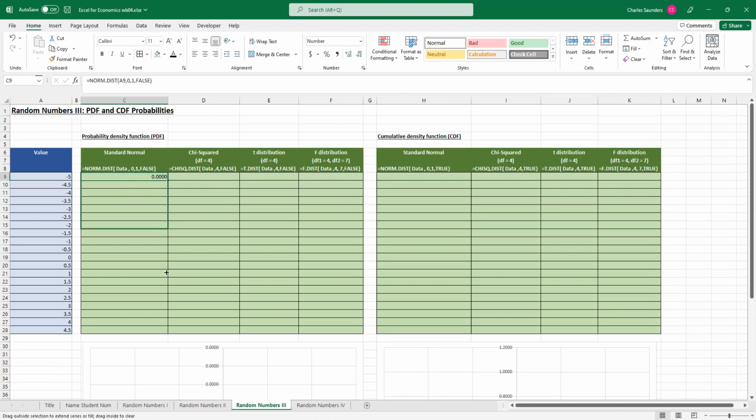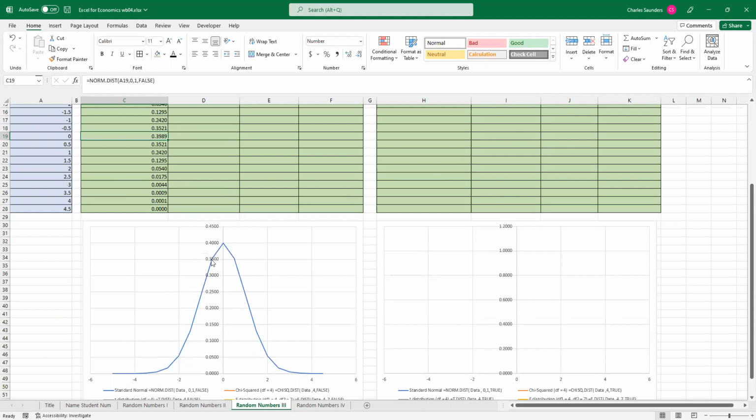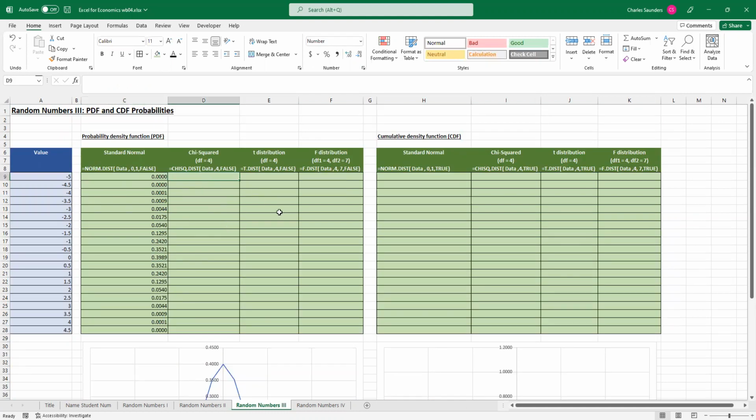And then we can drag this down and find out where the probability is. And we can see that the probability is the highest at 0, where it's at nearly 40%. And then it drops back down again. We can see this in a diagram, this being the normal distribution. If we had smaller increments, then we'd have a much smoother chart.